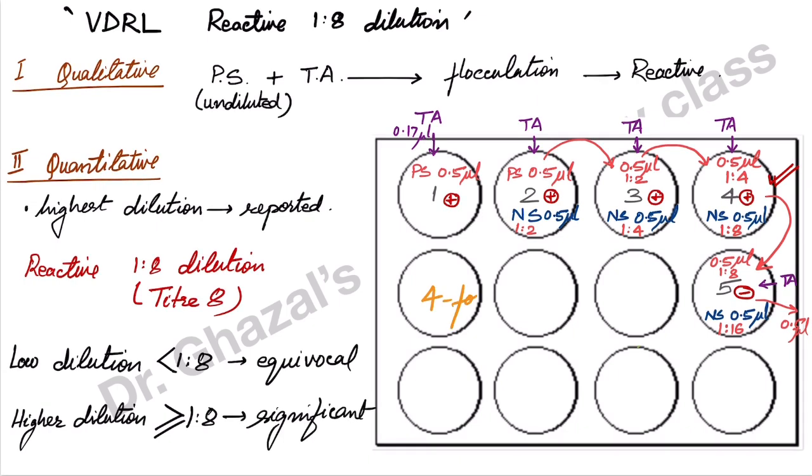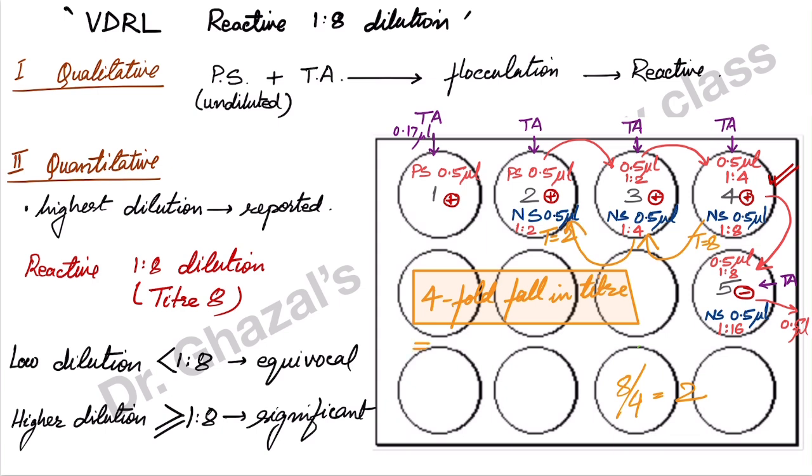Now you'll come across statements like fourfold fall in titer or rise in titer. What does this mean? If the reactivity was at 1:8 dilution, the titer is the inverse. Titer is 8, like in circle 4. Now a fourfold fall means divided by 4, which is equal to 2. So titer 2 is in circle 2, 1:2 dilution, titer is 2. So this is a fourfold fall in titer. We can also say a two dilution fall in the reactivity of VDRL. So I hope this is clear for you all.